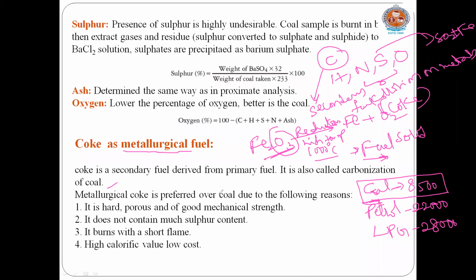Metallurgical coke is preferred over coal due to the following reasons: because it is hard. The coke is harder than the coal, and also porous. So if you take the coke sample, it has a porous structure. Due to the presence of pores in the fuel sample, intimate contact happens between the fuel and the oxygen from the outside, which diffuses deep into the inside of the fuel sample.